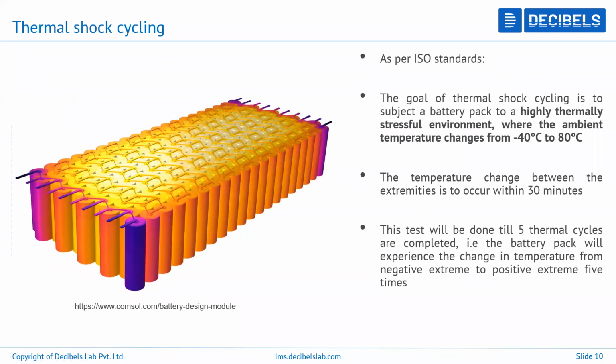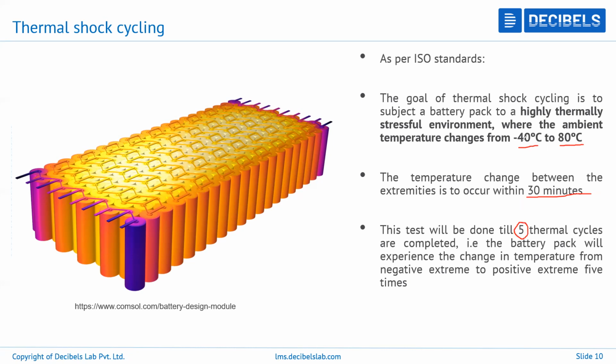Then we come to abuse tests. The first one we will look at is thermal shock cycling. What that means is that a battery pack is subjected to varying ambient temperature. Starting from minus 40 degrees Celsius to 80 degrees Celsius, the temperature change occurs. This is a rapid temperature change, and it occurs within a 30 minute interval. It will go on repeating for a minimum of 5 times.